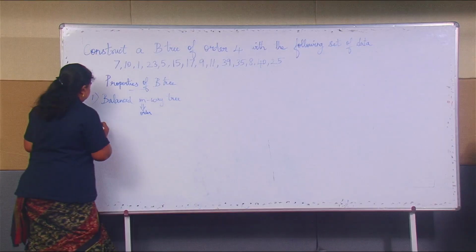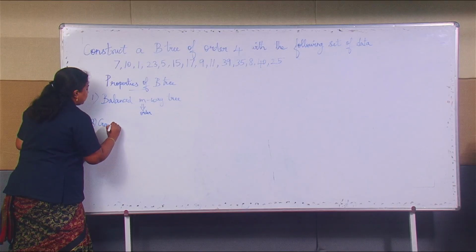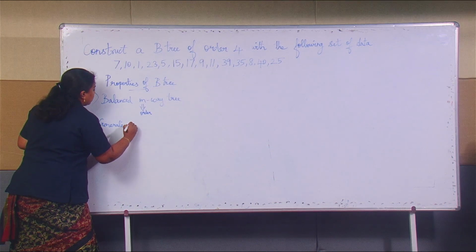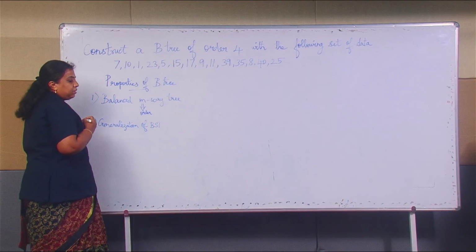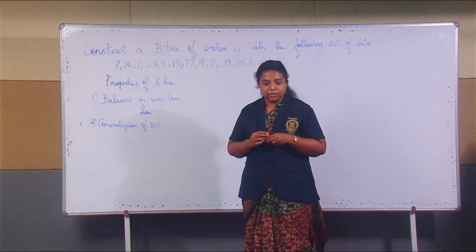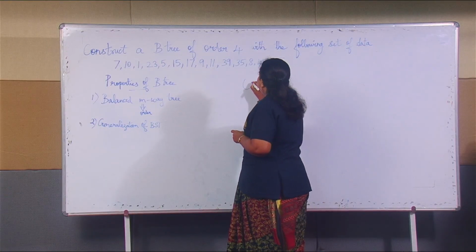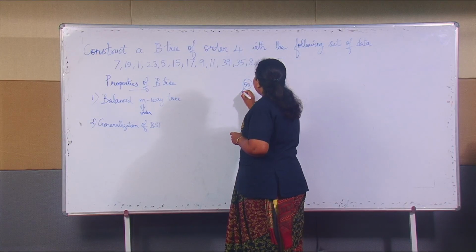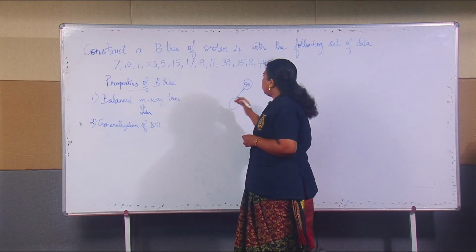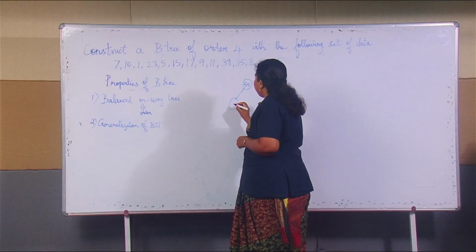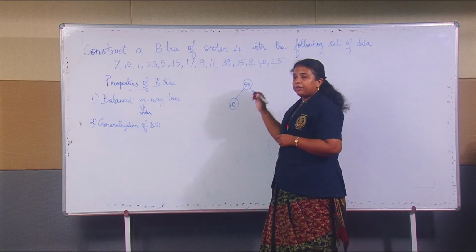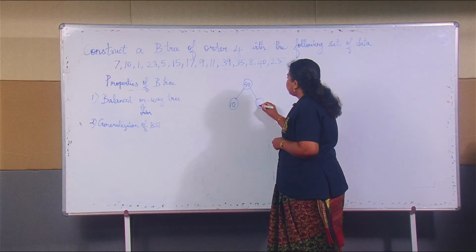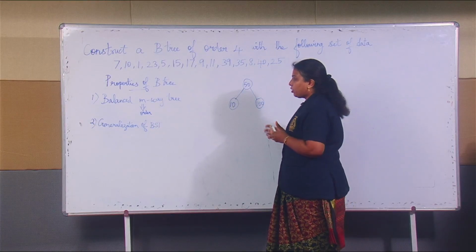Then the second point is generalization of binary search tree. The meaning of generalization of binary search tree is, in a binary search tree, the root node will have a value and the left child node will have a value which is lesser than the root node. So if the root node is 50, the left child node may be 10, and the right child node will have a value which is greater than 50, so we'll have it as 100 here. So this is the format of a binary search tree.